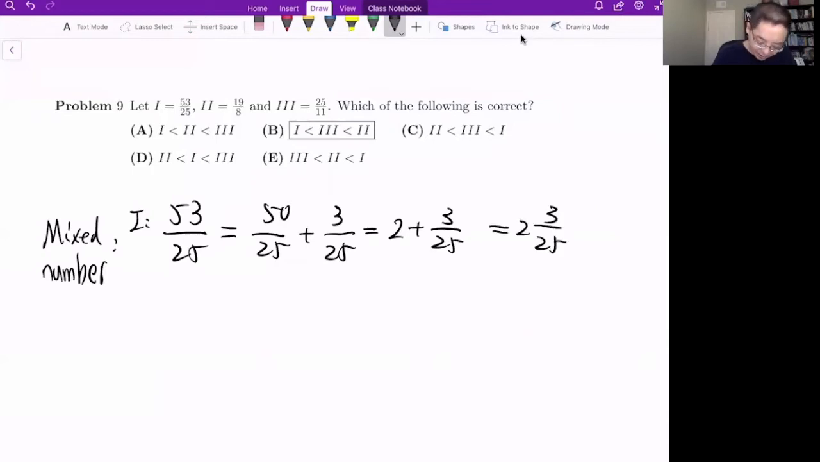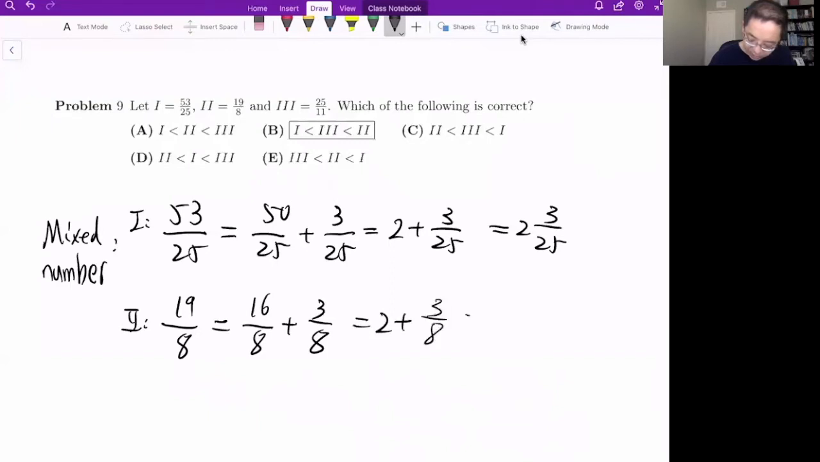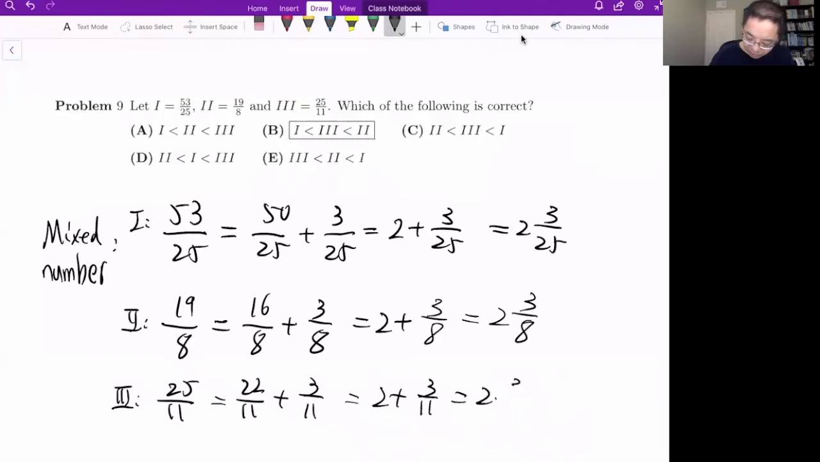All right, now let's look at 2. 2 is similar. It's 19 over 8, right? So this equals 16 over 8 plus 3 over 8. Well, this is 2 plus 3 over 8, so 2 and 3 over 8, okay? And number 3, this is 25 over 11, right? So we can write 22 over 11 plus 3 over 11. Okay, so it's 2 plus 3 over 11, so it's 2 and 3 over 11.